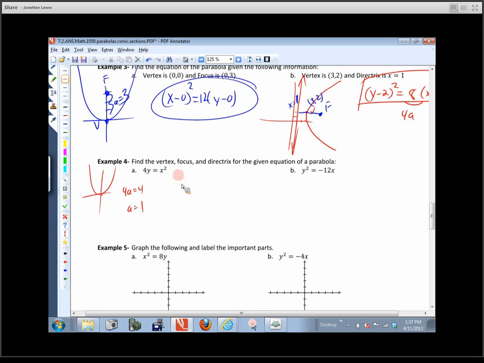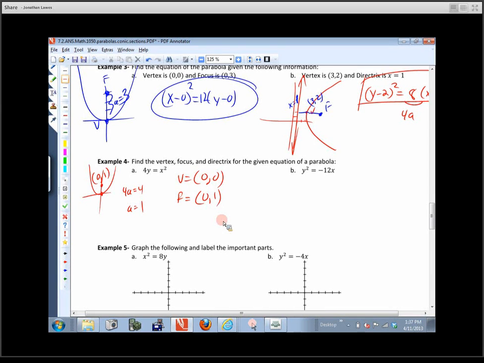Now, it wants the vertex. Vertex is pretty easy, (0, 0). It wants the focus. If you know the vertex is at (0, 0), and the focus is always inside the curved part of the conic section, we're going to go how far inside here? 1 unit. So we're going to be right there. So that's going to have the same x coordinate, different y coordinate. So the focus is going to be (0, 1).